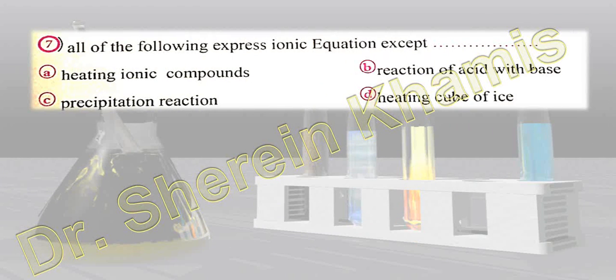Here we have question number 7, which says that all of the following express an ionic equation except. Do you think heating ionic compounds? Okay, maybe the reaction of acid with base. Yes, it's an ionic equation. Precipitation reaction. Yes, it's a kind of ionic equation. And heating a cube of ice, it melts alone without any help from us. So the right answer here will be the exception: heating ionic compounds. They didn't heat it to convert it into ions.